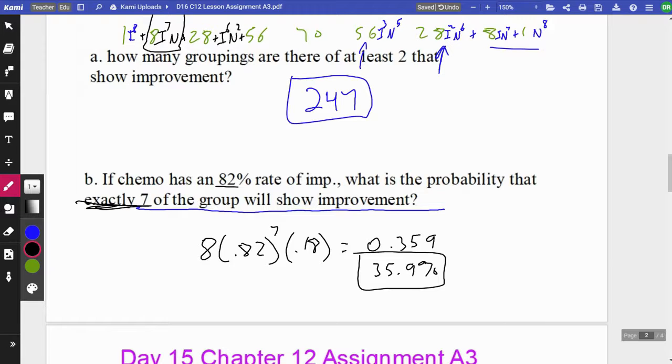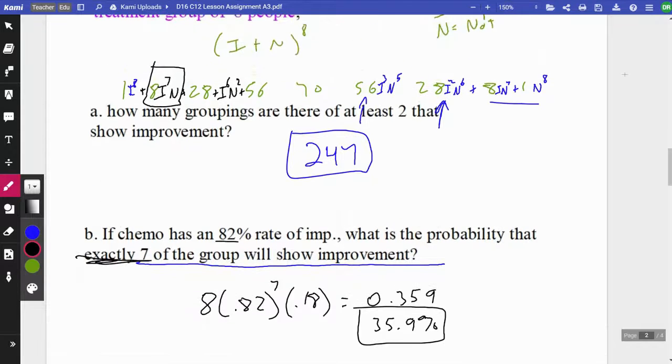So this is rather awesome. I really think it's cool that these binomial probabilities work this way. When you plug in the probabilities, you get the probability of some certain event happening that wasn't really part of something that we know about. All we know is that you have an 82% chance of improvement. We don't know what your chances are of getting 7 of those to happen. So it's kind of neat.